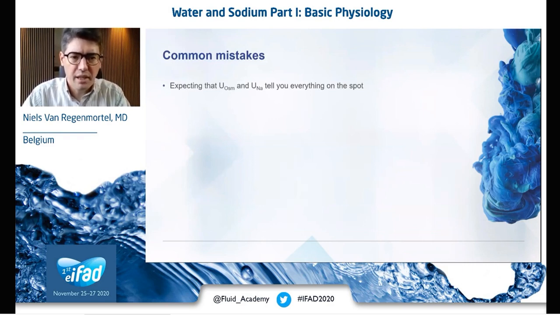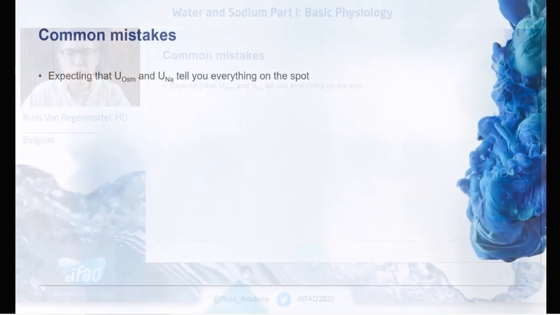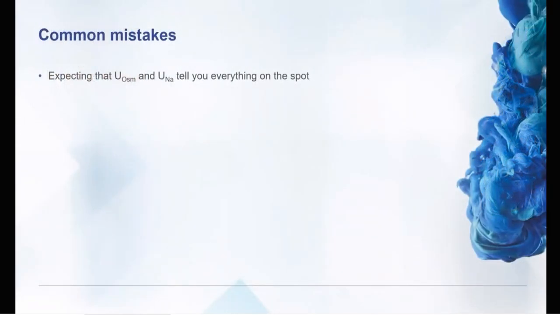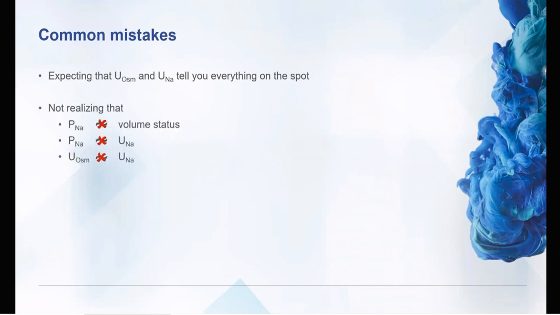A common mistake is that you could expect that urinary osmolality and urinary sodium could tell you everything right now on the spot. This is not true. Sometimes you need some more samples to get the good picture. Sometimes urine consists of urine that was produced many hours ago, giving something more of a strange image. So my advice is to check and recheck urinary osmolality. It is a very closely regulated thing that will change in minutes.